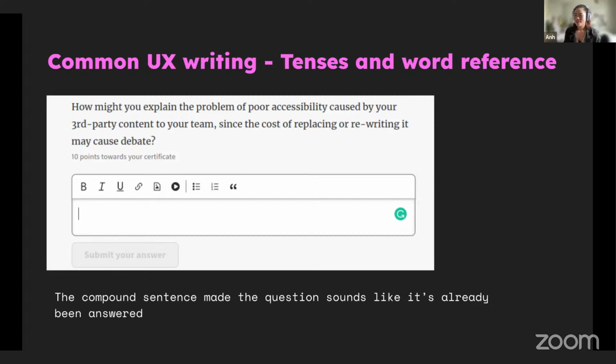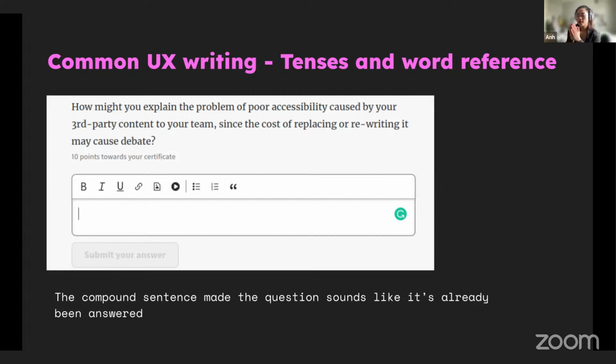I think what they're trying to do is make a very complex question with a lot of context concise. But in doing that, they create this really compound sentence, and it made the question sound like it's already been answered, from my perspective when I read it.